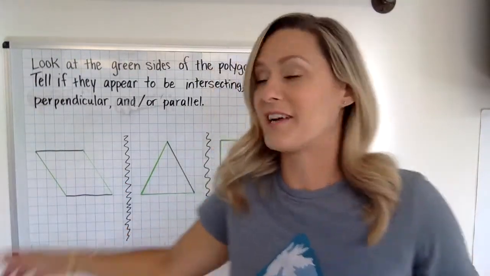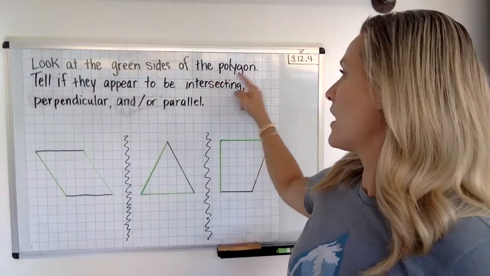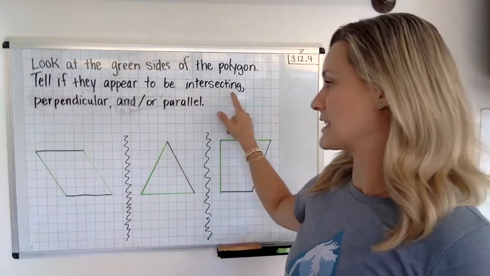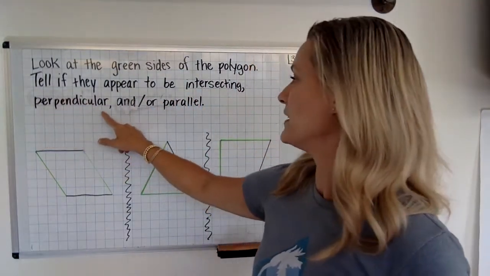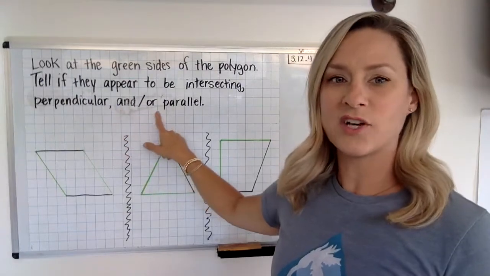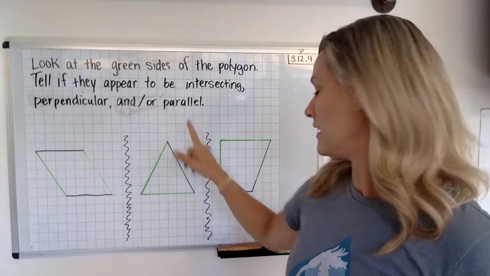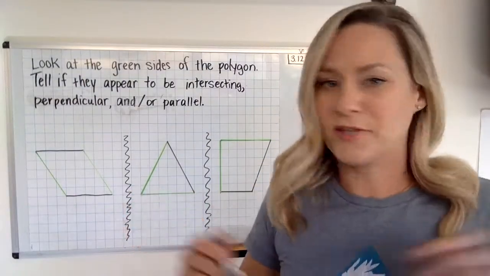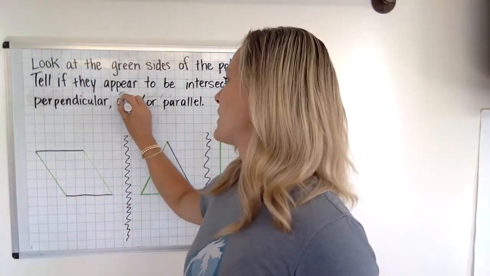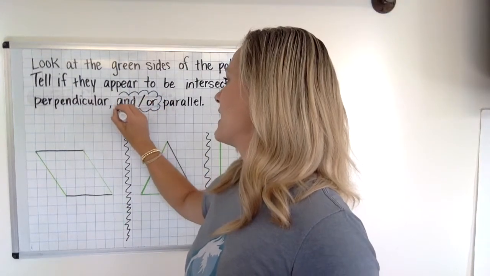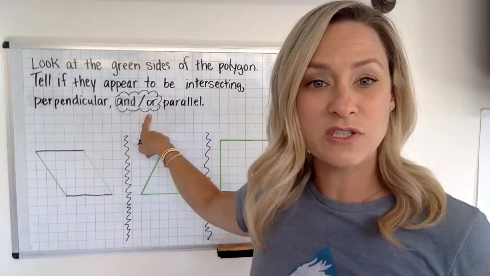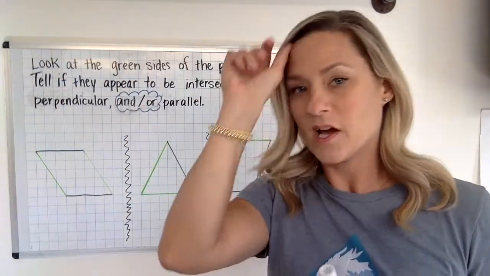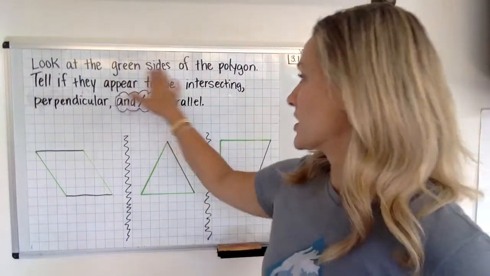Okay, so check this out again. Look at the green sides of the polygon. Tell if they appear to be intersecting, perpendicular, and or parallel. Okay, maybe you've heard of and maybe you haven't, but and or is kind of special. It means it might be one of these answers, or it might be two or more of the answers. So we have to actually figure it out. All right, so let's check this out. Look at the green sides.